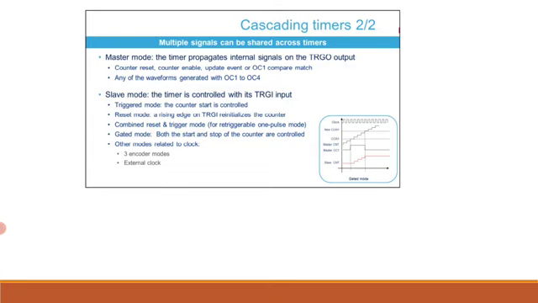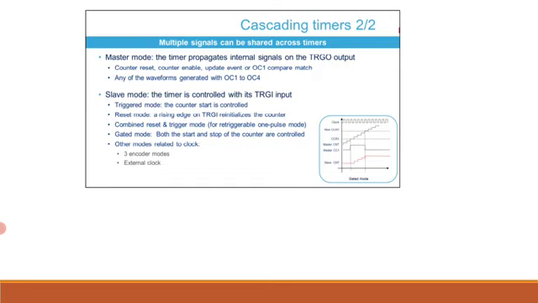This is typically used for variable frequency PWM operations. A combined mode including the reset and trigger can be used for retriggerable one pulse mode generation. In gated mode, shown in the figure, the counter is active only while the level on the input signal is high.